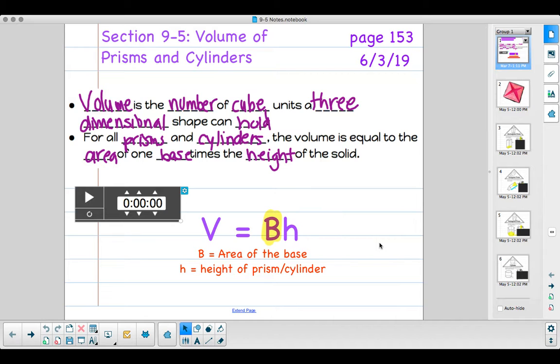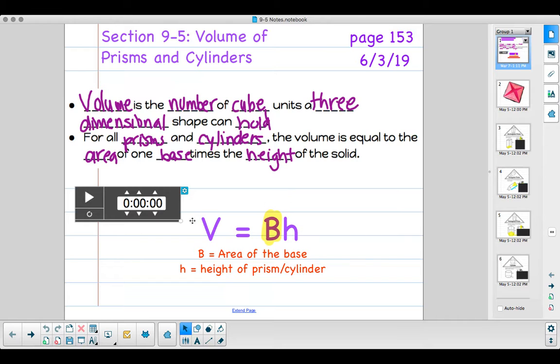For all prisms, no matter what type of prism, a rectangular prism, a cube, a triangular prism, a pentagonal prism, and also for all cylinders, the volume is just equal to the area of the base, the area of one of the bases. Obviously, a prism has two bases and a cylinder has two bases, but they're congruent. You only need to find the area once, and then you just multiply that by how tall the solid is, so times the height of the solid.